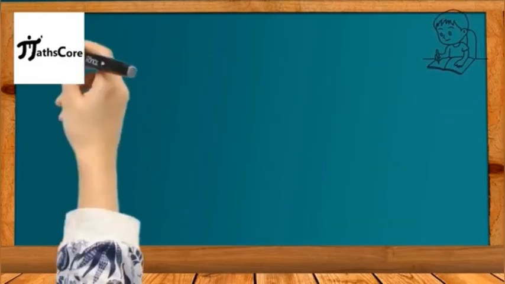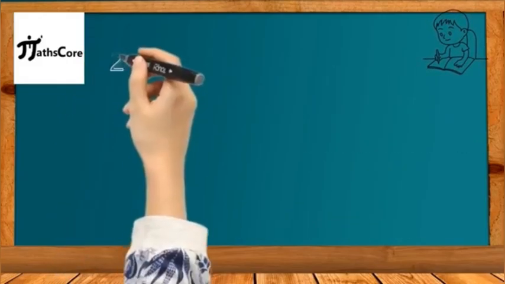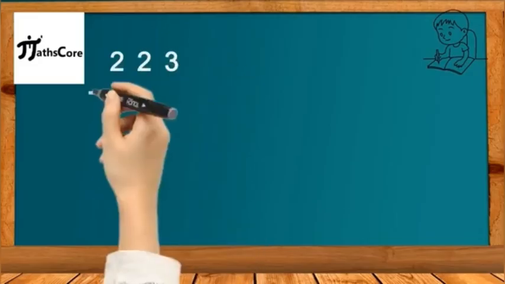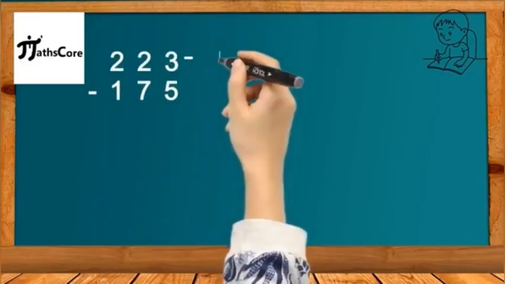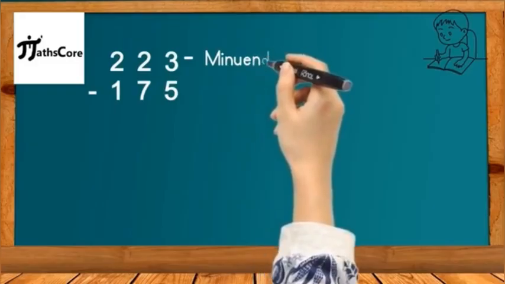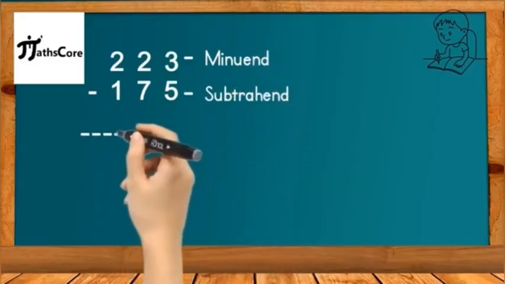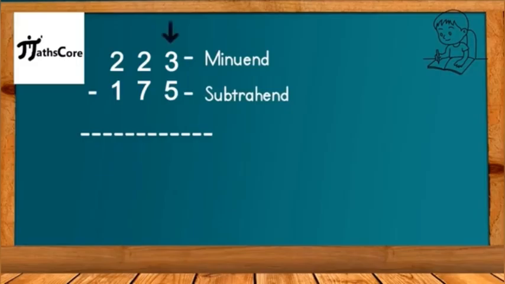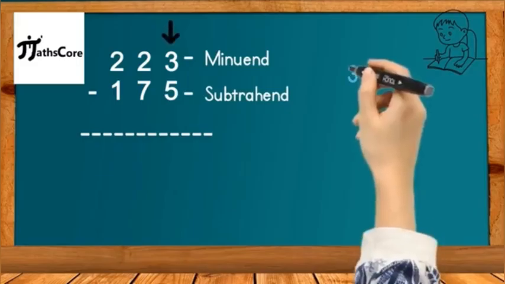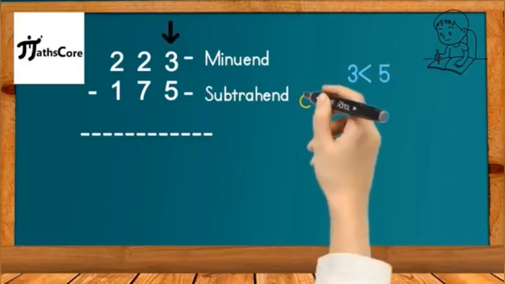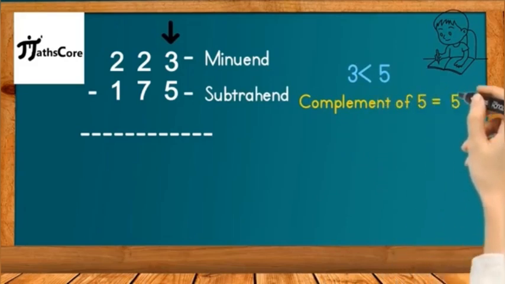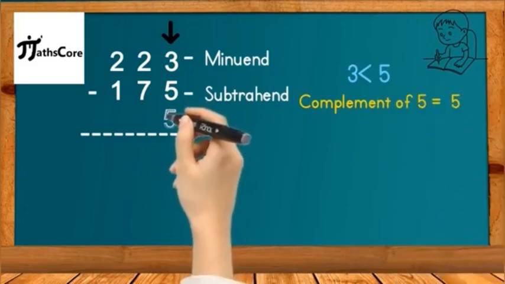Let's take an example of a 3-digit number. The example is 223 minus 175. In this example, 223 is the minuend and 175 is the subtrahend. If you observe the unit place digits of the minuend and subtrahend, you will see that 3 is less than 5. So we need to find the complement of 5, which is 5. So write down 5 below 5.